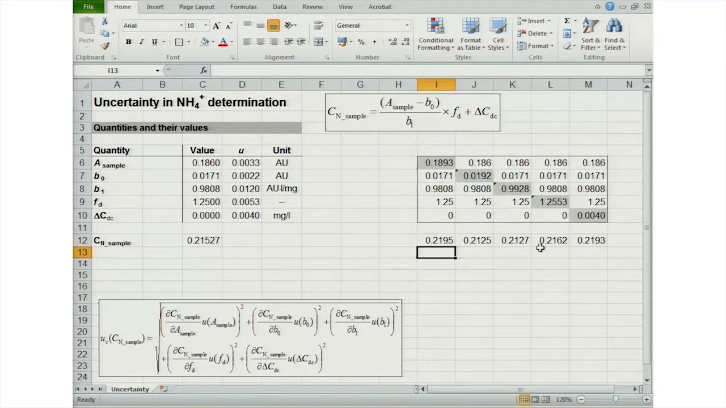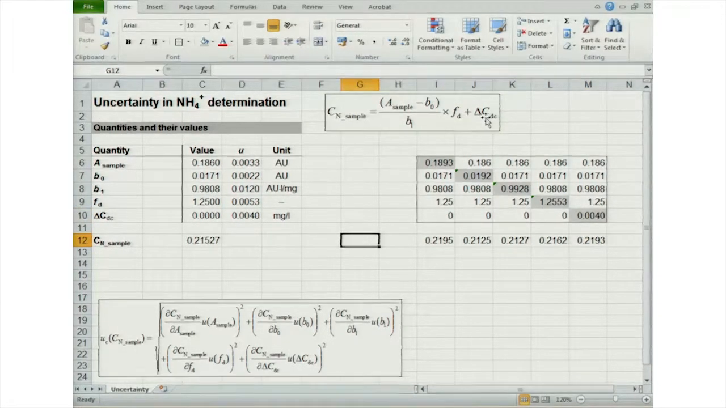And now also it becomes obvious why it was important to include this quantity into the equation, because even though here, here, here, and here it's all 0, but here it's not 0 anymore. So it has to be included into the equation. And as I told during the lecture, even though this quantity does not influence the value of the result, it does influence its uncertainty.